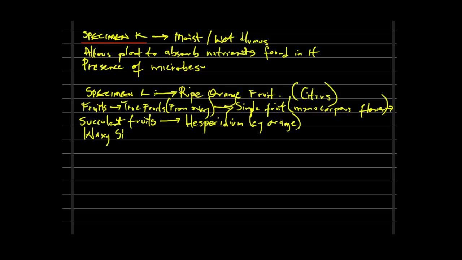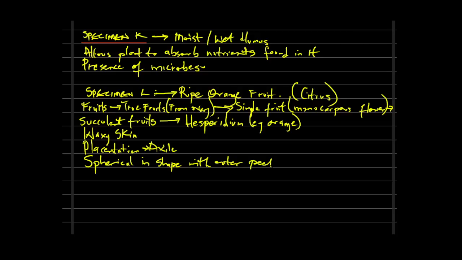It possesses waxy skin. Yes, you notice that the skin is oily, and then the placentation is axial. Remember we talked about placentation earlier on. Placentation in the orange is axial. You have tomato in that particular class as well. And then it is spherical in shape with an outer peel called the epicarp.